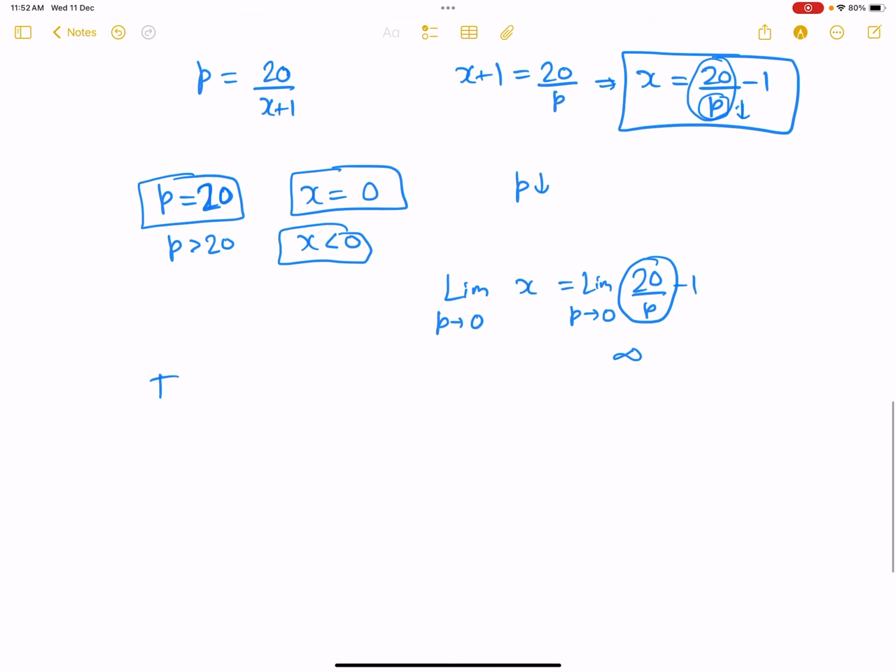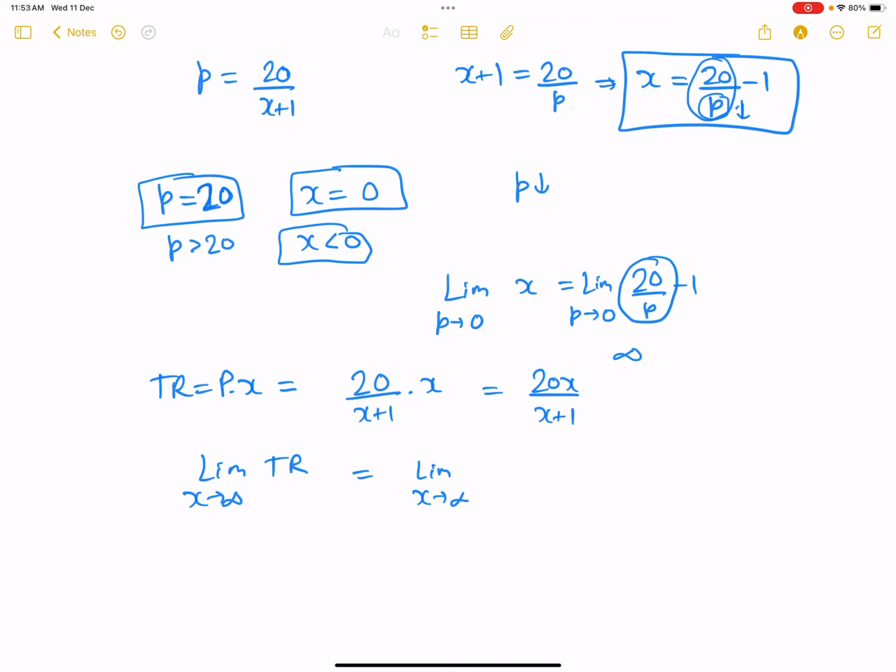So total revenue is price into quantity. So price was 20 upon X plus 1 into X. So the total revenue is 20X upon X plus 1. Now we need to see how the total revenue behaves, so we need to find the limit of total revenue as X approaches infinity. So this would be limit X approaches infinity 20X upon X plus 1.